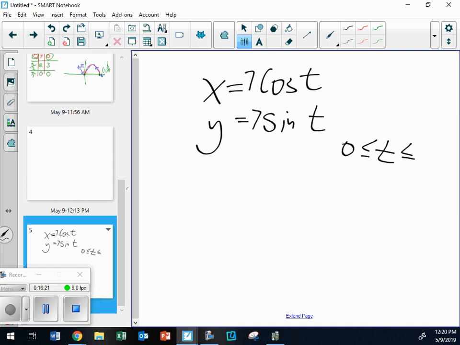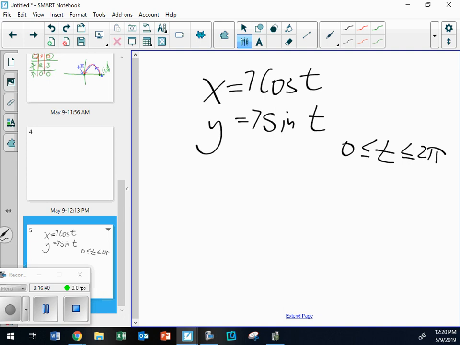0 to 2 pi. Now, if you want to confuse the issue, you could argue something about maybe no solutions, but all real numbers. But on your calculator, you have to tell it what to start with and where to end. So we're going to just say it's 0 to 2 pi.